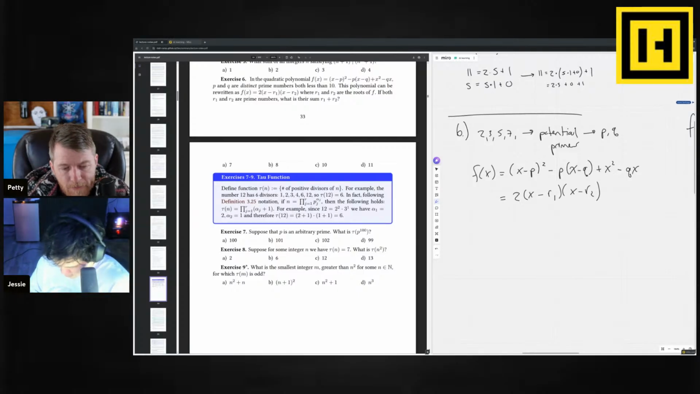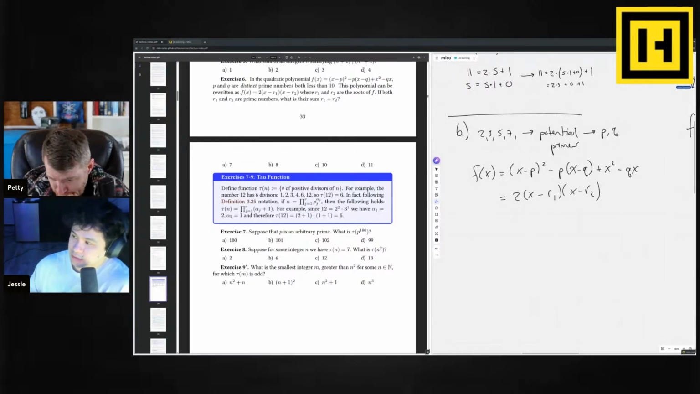All right, so P is equal to 2 and Q is equal to 3 because they just said they're distinct prime numbers less than 10.